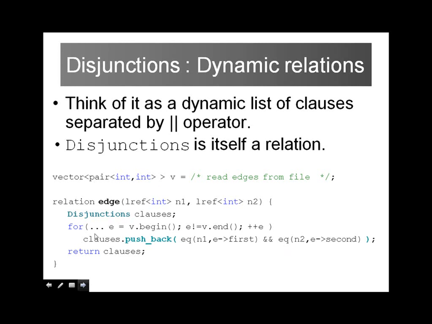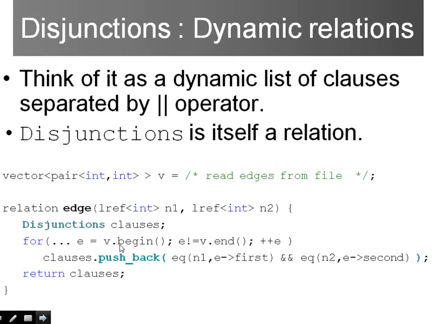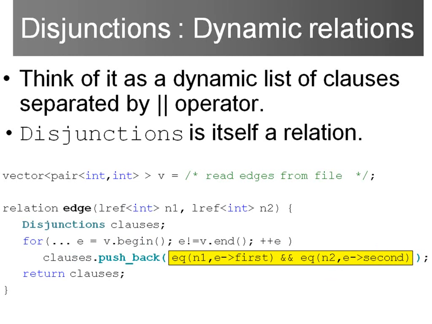In this for loop here, we are basically iterating over the vector, picking up one edge at a time and adding that edge into our list of clauses, which is a disjunctions relation. So this expression is itself a relation which is being added to our list of clauses. And finally, once we are done iterating through the entire vector, we return the list of clauses, which is a relation.